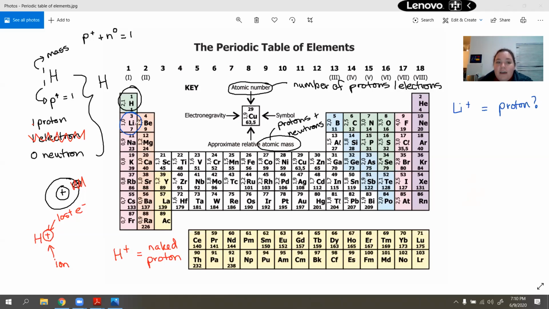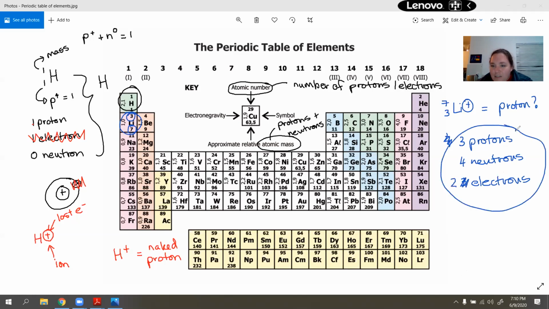Because if we look at our numbers, it's got a mass of 7 and an atomic number of 3, which means that we have got 3 protons, 4 neutrons, and if it's neutral, we'd originally have had 3 electrons. The fact that it has got a plus charge tells me we've lost one, so it's only 2 electrons. But the point is that is not the same as just 1 proton.